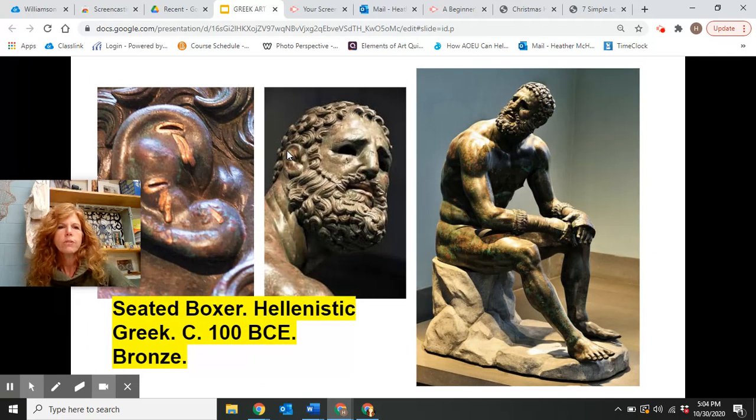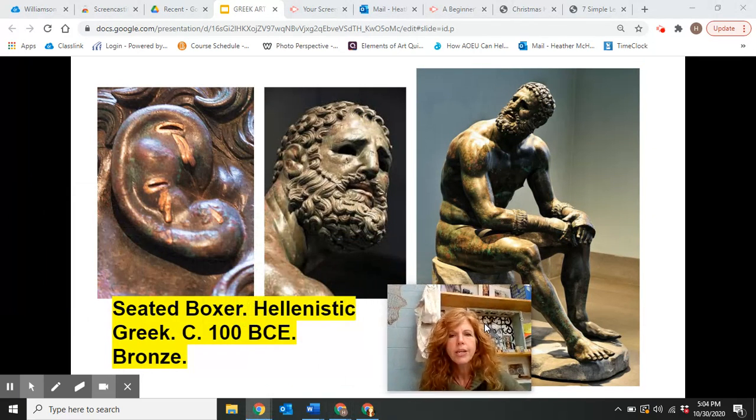Seated boxer is probably one of my favorite sculptures just for its complete human rendering, right? Look at him. He's defeated. He's downcast. He is a real person who has experienced defeat. Look at his hands. They're wrapped up and bandaged. He has a broken nose. His eyes look like he's just so filled with anguish.